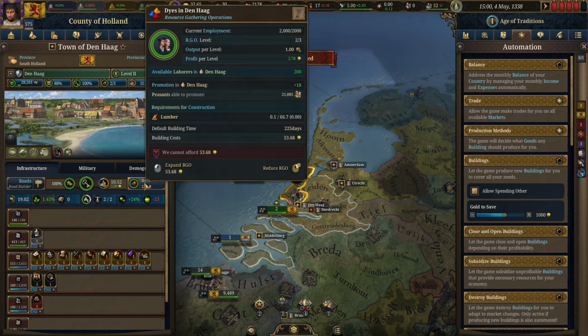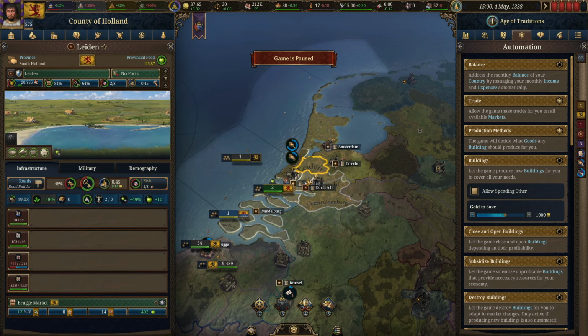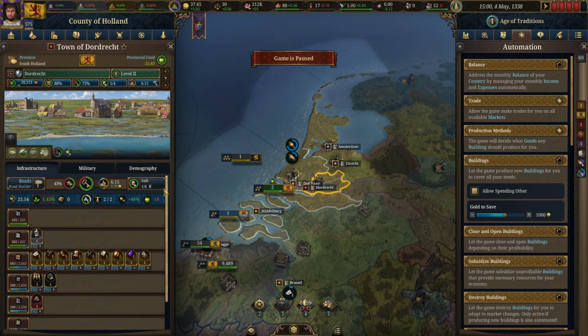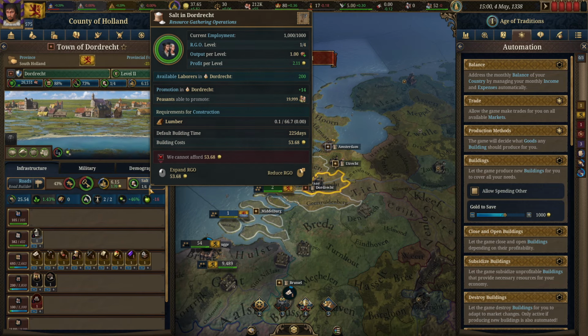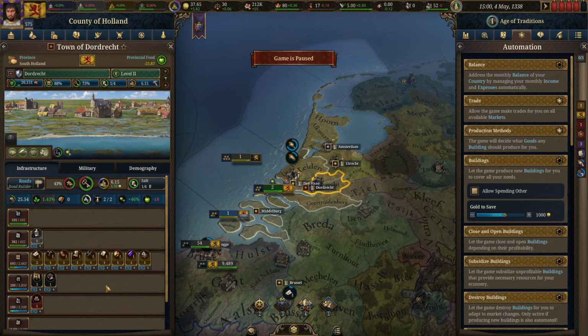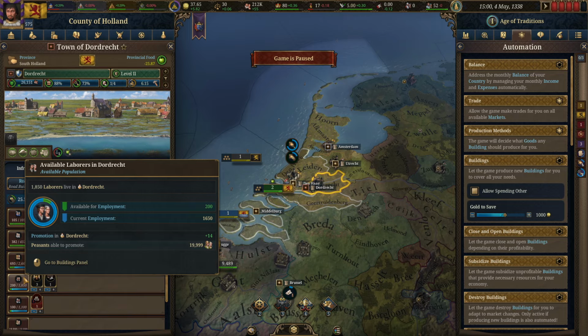A very good example are the dyes of Den Haag. Dyes are pretty lengthy to produce in all other areas, and in this city we can just collect them basically for free. The profit per level here is really high for that part of the game. To sum it up more quickly, when you have provinces, always look at their RGOs and their profit per level first, because this is the easiest way of generating money, because you just need to put 1,000 workers in and off you go. RGOs take their workforce from laborers.